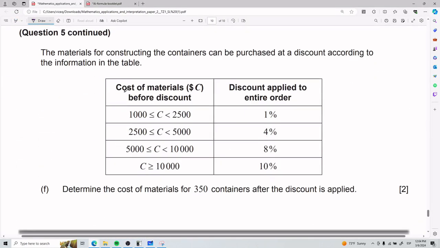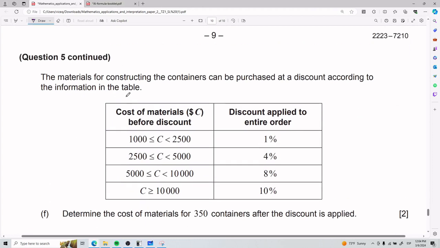And now we're almost done. Don't worry. Part F, they tell us that the materials for constructing the containers can be purchased at a discount according to the information in the table. So if the cost of your materials is between $1,000 and $2,500, you have a 1% discount. And as you keep adding more cost to your materials, you get a bigger discount. Why does this make sense? Well, it's actually an incentive.